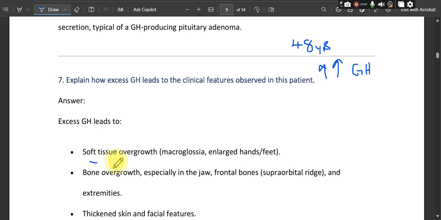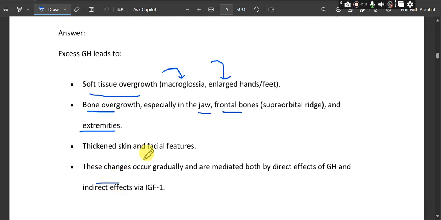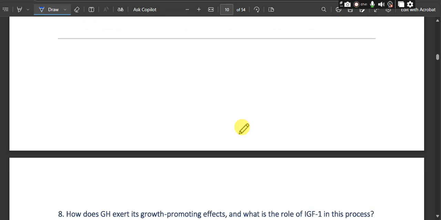It will lead to soft tissue overgrowth. There will be an enlarged tongue, macroglossia, enlarged hands and feet, and bone overgrowth, especially in the jaws, the frontal bones and extremities. The skin will appear thicker, with coarse facial features. These changes occur because growth hormone leads to the secretion of IGF-1, which does most of the function. Okay, then 8.